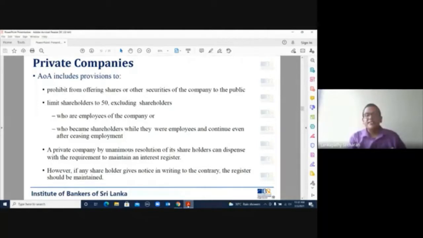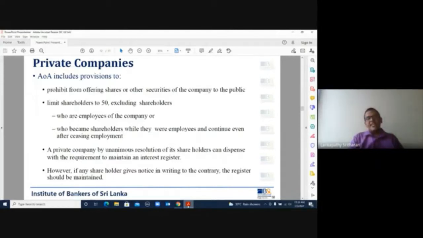A private company, by unanimous resolution of its shareholders, can dispense with the requirement to maintain its interest register. Actually, there are several registers that have to be maintained by companies, including private companies. One of them is called the interest register, which explains who the shareholders are and how much interest they have in that company. So by a unanimous resolution, they can avoid maintaining the interest register. It means that if one shareholder wants it maintained, then that private company has to maintain it.